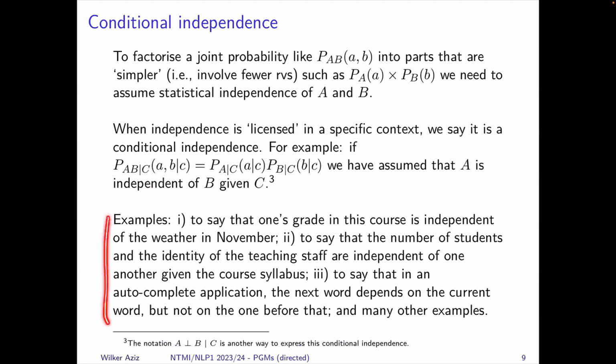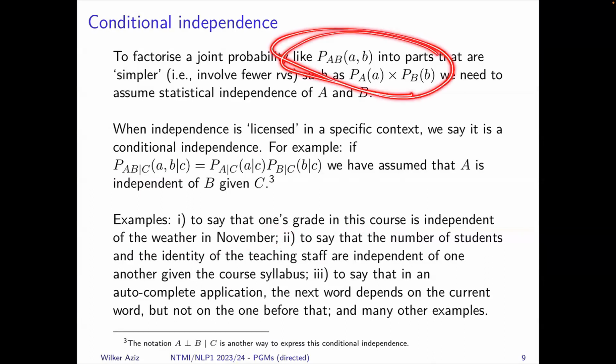I give you some semantic examples of it here. So for example, to say that one's grade in this course is independent of the weather in November. That's hopefully true. That is essentially an independence of this kind. Suppose A is grade and B is weather. Your grade is independent of the weather in November. Well, we would like to believe that the teaching staff is not particularly moody in November, and that shouldn't affect your grade, or independently of how moody they are, your grade should be safe.